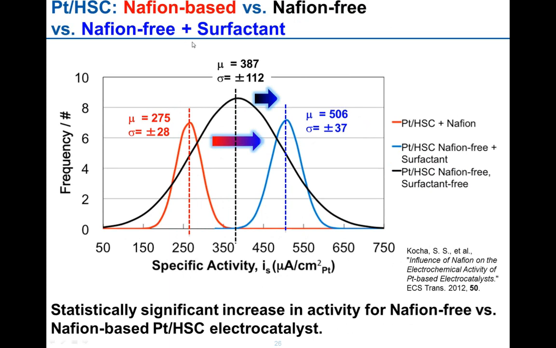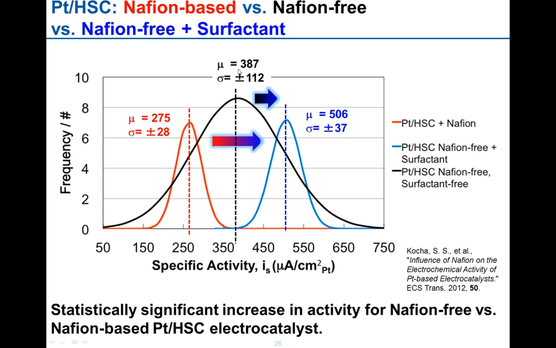So this slide shows you the final results summarizing what we did. You have 3 sets of data. I've eliminated the data points just to reduce the clutter. So you just have 3 Gaussian distributions based on 30 to 50 data points each. We have data for Nafion-based inks. That is a red curve over here showing you about 275 micrograms per centimeter square. It's a very narrow distribution.